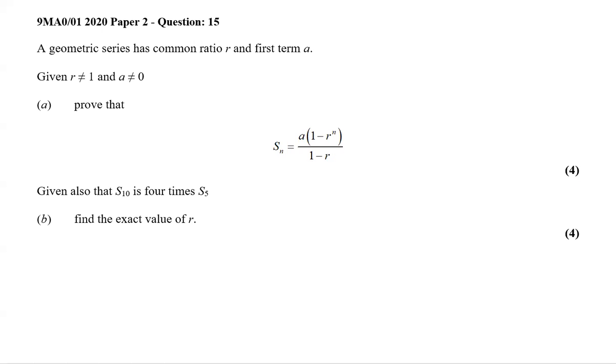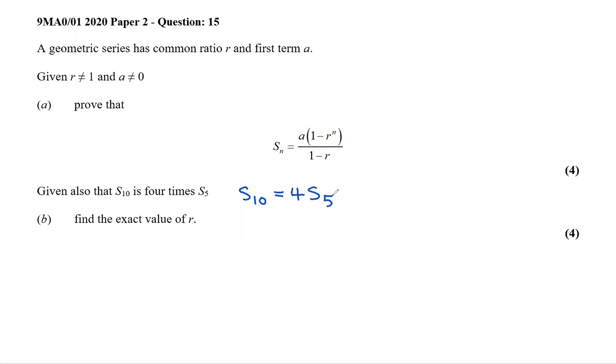And for the next bit, for part B, it says, given also that S10 is 4 times S5. So the sum of the first 10 terms is 4 times greater than the sum of the first 5 terms, which makes sense, I suppose, if you're adding an extra 5 terms, aren't you? Okay, so it makes sense that that would be the case. But the fact that it's 4, that's arbitrary. Okay, it's just this particular situation.